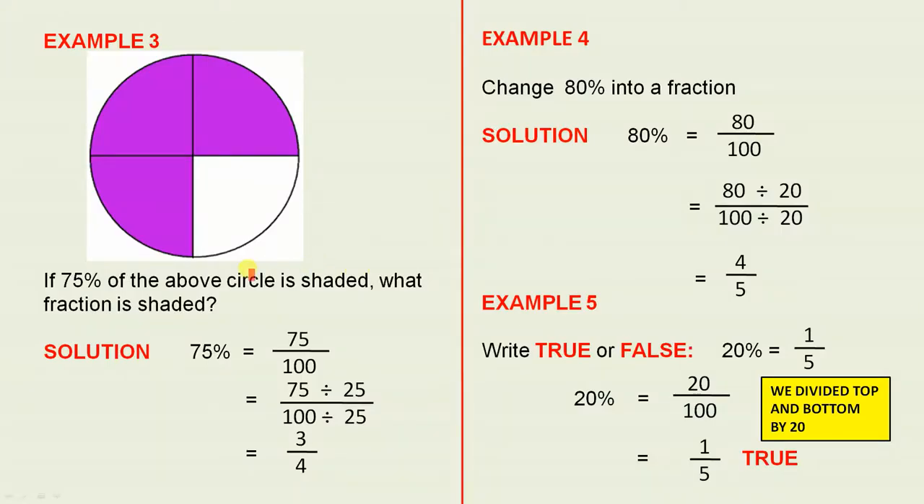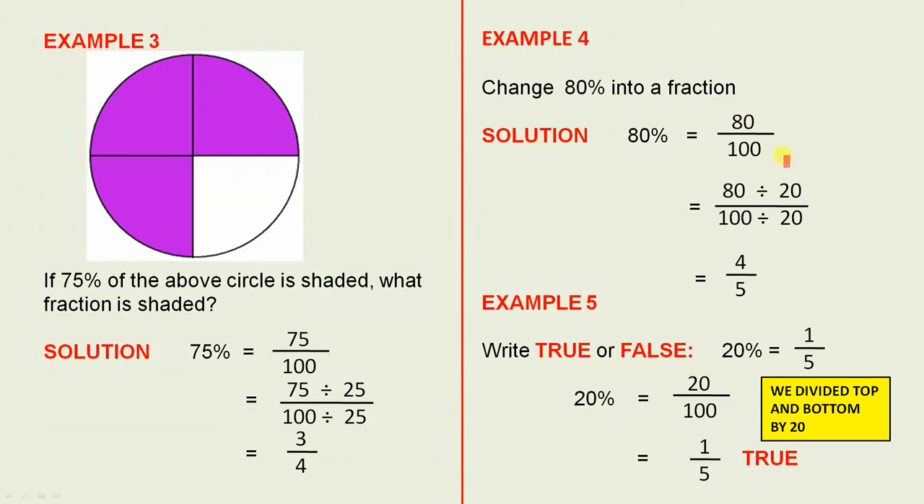Example 3. If 75% of the above circle is shaded, what fraction is shaded? 75% equals 75 over 100. If we divide top and bottom by 25, 75 divided by 25 gives us 3. 100 divided by 25 gives us 4. So the answer is 3/4. So 3/4 of the circle is shaded.